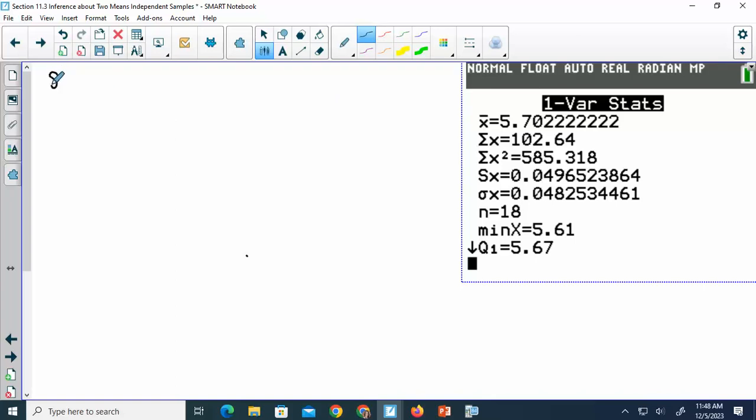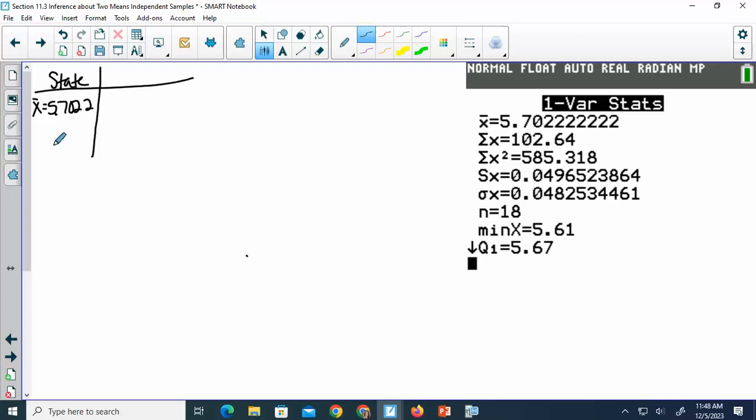So this is for my state quarters. Mean 5.7022. Standard deviation is 0.0497. And the number 18.